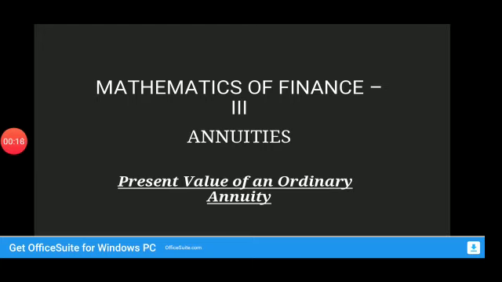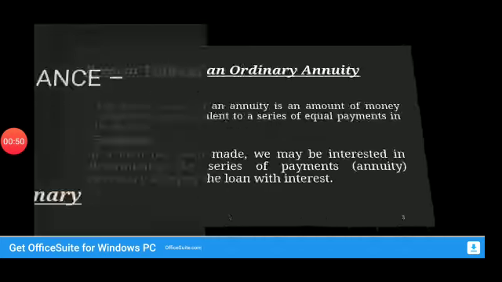In this lecture, we will discuss the chapter Mathematics of Finance 3, Annuities. Previously, in the last lecture, we discussed the ordinary annuity and three different types of annuities, that is, ordinary annuity, annuity due, and perpetuity. We discussed the sum of the ordinary annuity in the previous lecture. Now in this lecture we will discuss the present value of ordinary annuity.